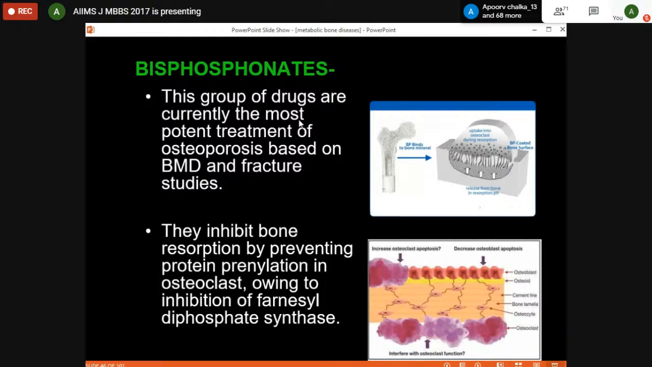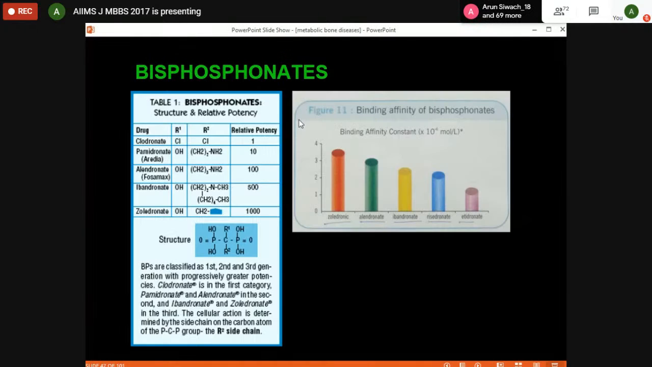And bisphosphonates. This group of drugs is currently the most potent treatment of osteoporosis based on BMD and fracture studies. They inhibit bone resorption by preventing protein prenylation in osteoclasts owing to inhibition of farnesyl diphosphate synthetase. Here you can see the binding affinity of bisphosphonates, the structure and relative potency. Zoledronate has a relative potency of 1000 and is used once a year, 5 milligrams once a year. Ibandronate has a relative potency of 500 and alendronate is 100.